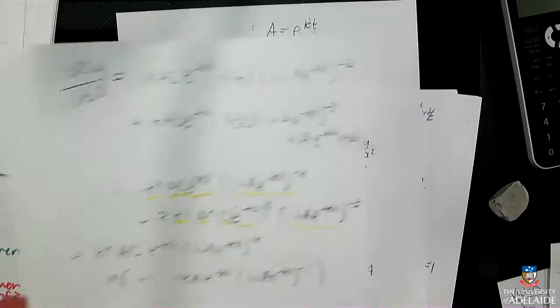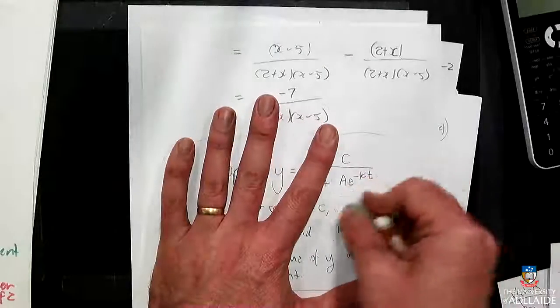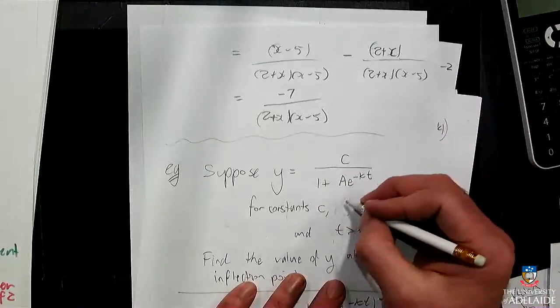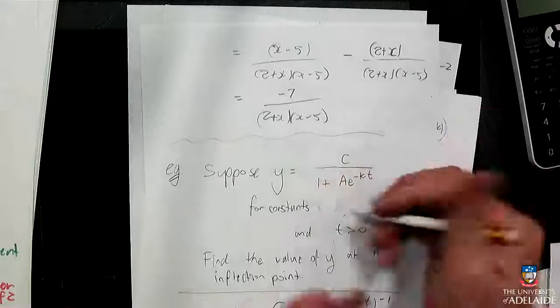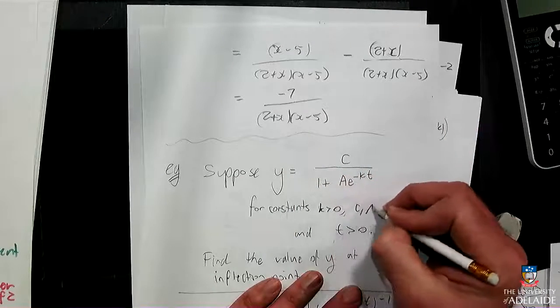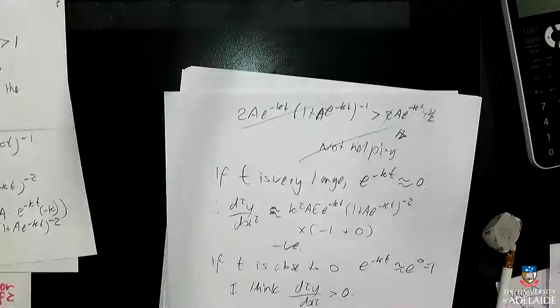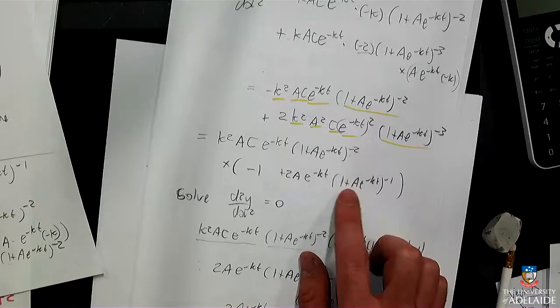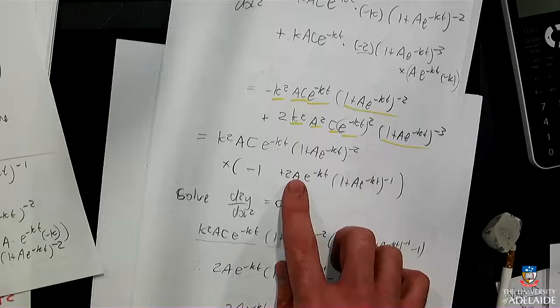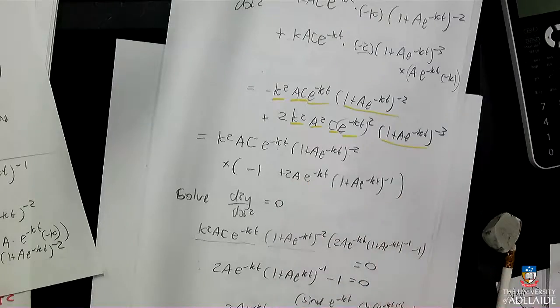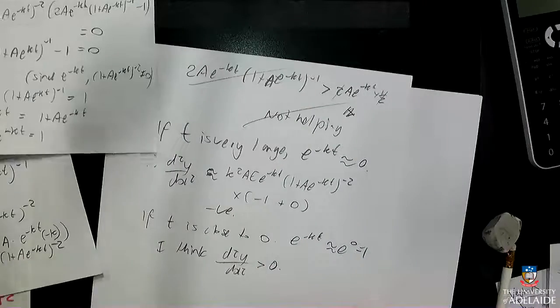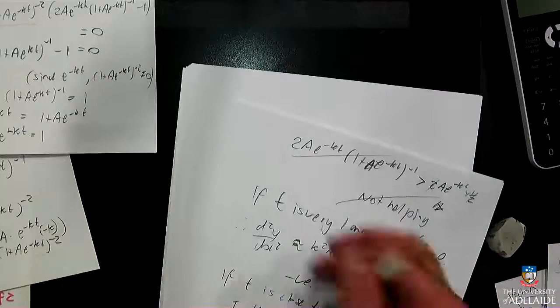I reckon I should have said way back here that a was greater than 1 in order for this thing to work. K is greater than 0 and c and a are greater than 1. Sorry, because then if a is greater than 1, then we get that here, my second derivative is greater than 2. We get something bigger than 2, and so we get a positive number. Okay, so it really is an inflection point because the concavity changes.